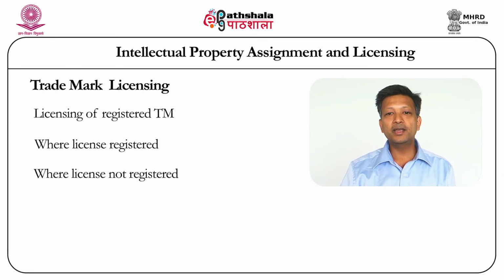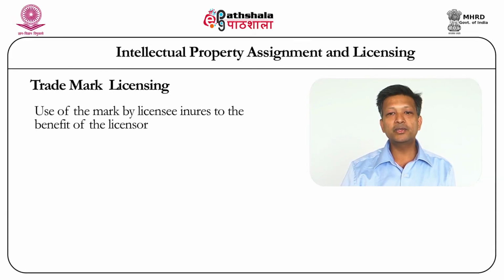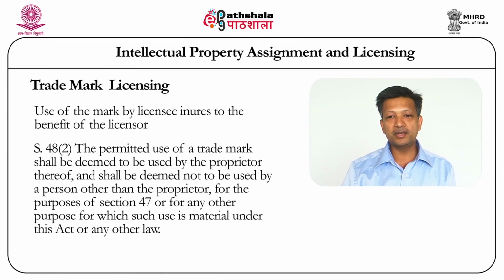There is another fundamental principle in case of a trademark license. It is that the use made of the mark by the licensee always inures to the benefit of the licensor. Section 48 subsection 2 states that the permitted use of a trademark shall be deemed to be used by the proprietor thereof, and shall be deemed not to be used by a person other than the proprietor for the purposes of section 47, or for any other purpose for which such use is material under this act or any other law. Now, what is the meaning of this? Legally speaking, we say that if A is the owner of a trademark X and A allows B to use X for its own purpose, then who shall have the rights on the basis of that use of the trademark? The law says it is A, and B shall not amass any trademark rights on the basis of his use of the mark X by virtue of being a licensee.